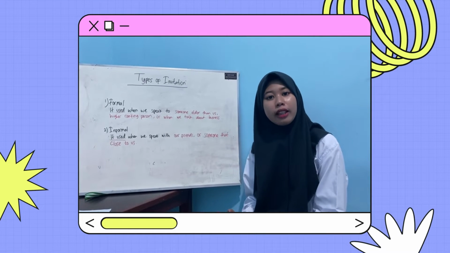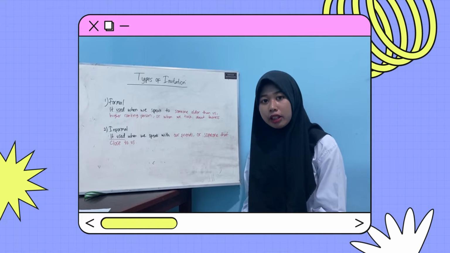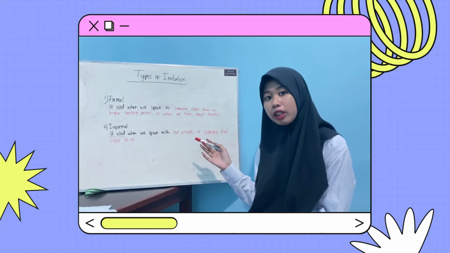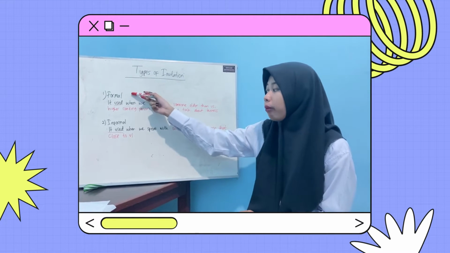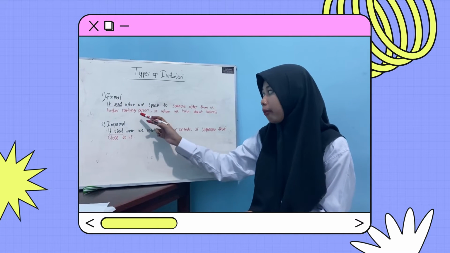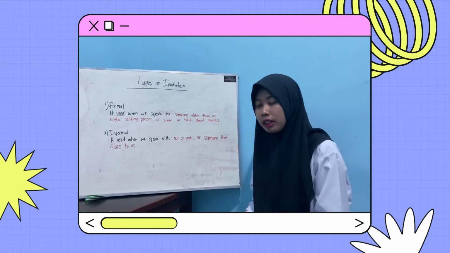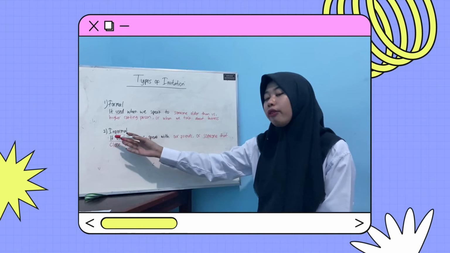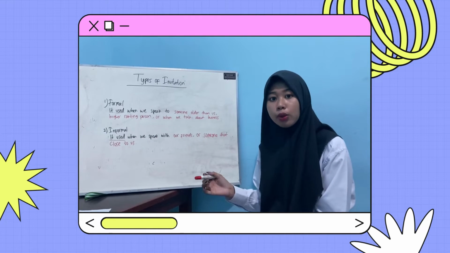Alright, so before we start learning about the phrases that we can use when we want to make, accept, and decline an invitation, we're gonna learn about the types of invitation. So we have two kinds of invitation. The first one is formal and the second one is informal. Formal is used when we speak to someone older than us or a higher ranking person like our boss or someone that has a higher level than us, or when we talk about business. And the second one is informal. Informal is used when we speak with our friends or someone that is close to us.